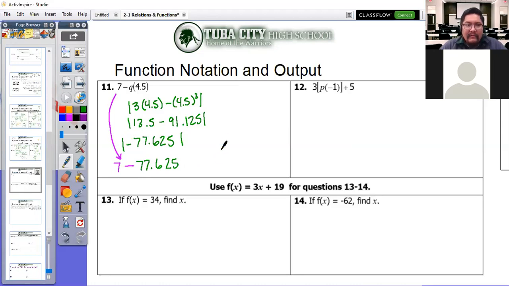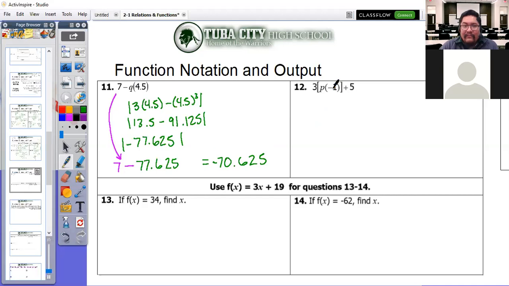Now I have to take this 7, because we didn't do anything with it, and 7 minus that number. All right, and from here we should be able to get, well, I don't need to write it, because in this case, the function notation, if there's anything else on the outside, then you don't really need to put all the steps in there. So let me get my calculator back out. All right, so in this case, what we get is negative 70.625. Okay, well, that would have been a lot easier, because all I had to do was minus 7 from this part here.